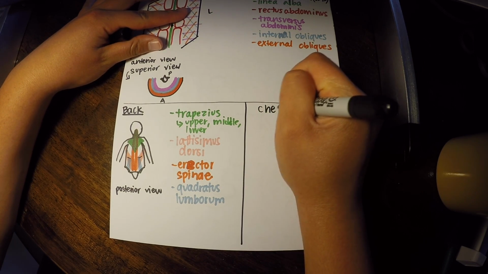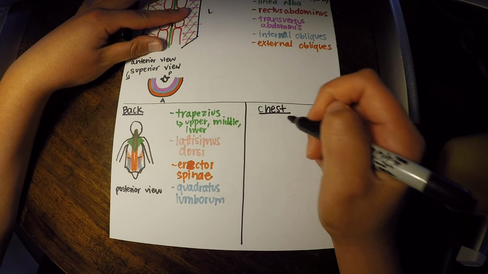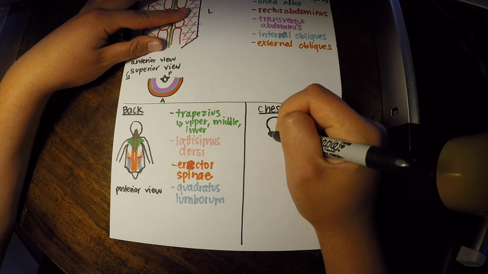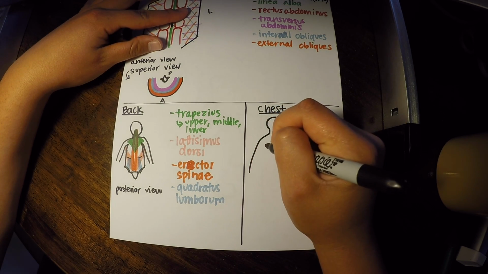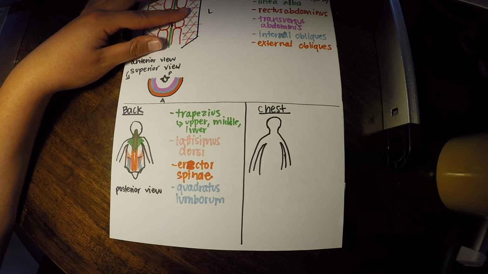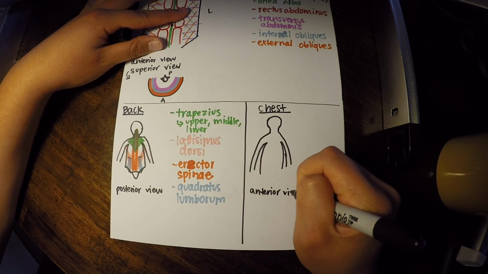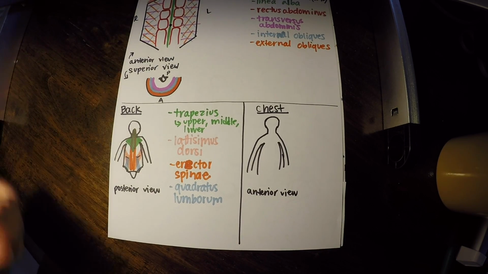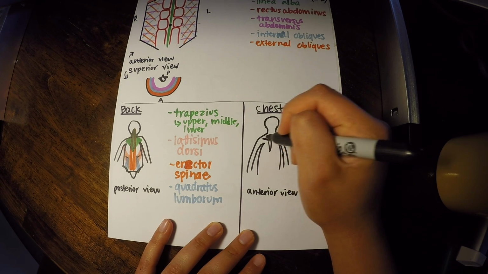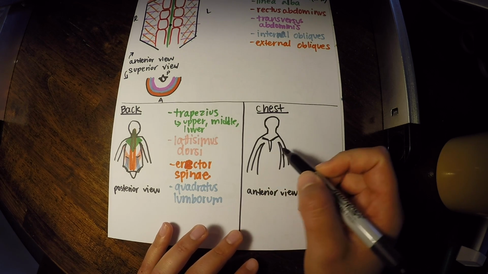So here's our chest. And we're going to draw an anterior view of someone, but it's going to look comparable to that back muscle guy that we just drew. So again, I'm going to try to make him symmetrical. Doesn't always work out fantastically, but here's our anterior view. And I really just need you to know two main chest muscles. There's our sternum in the center and clavicles out towards the side.